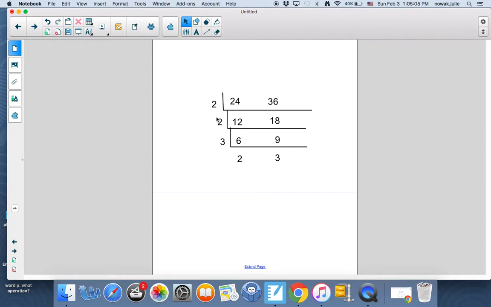I need to look at the 3 factors I used over here, the 2, 2, and the 3. I'm going to multiply them together. 2 times 2 is 4. 4 times 3 is 12. So my greatest common factor is 12.